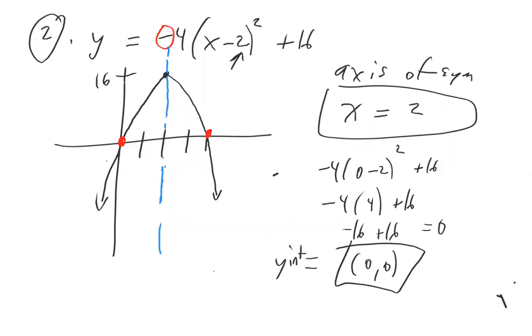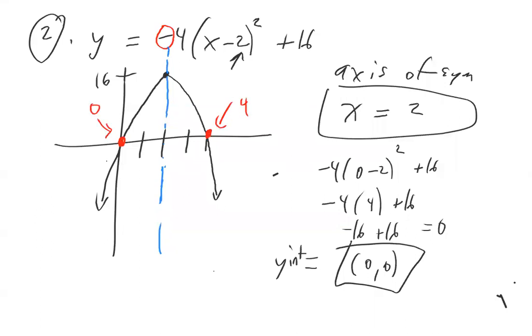And so that means you actually can tell that the other side is going to be 0 at the same distance from the center of the graph. So if you know that there's a point that touches the x-axis 2 units to the left of the middle of the parabola, then there's also a point that touches the x-axis 2 units to the right of the middle of the parabola. And this one would be 4, and this one would be 0.